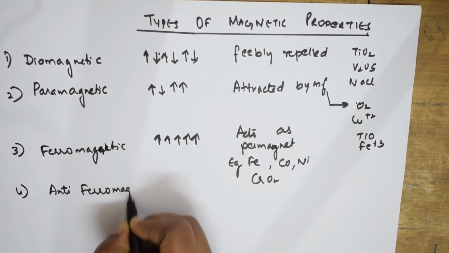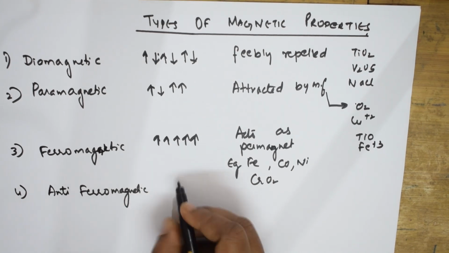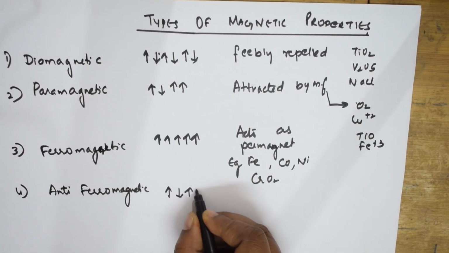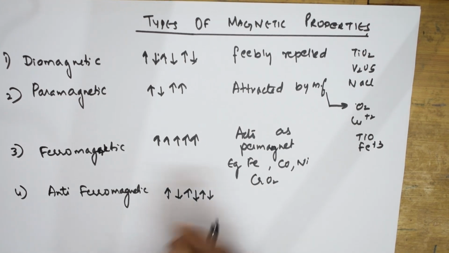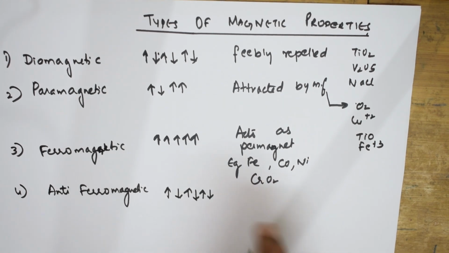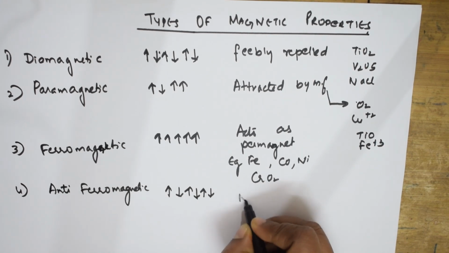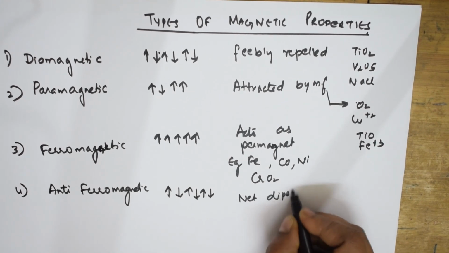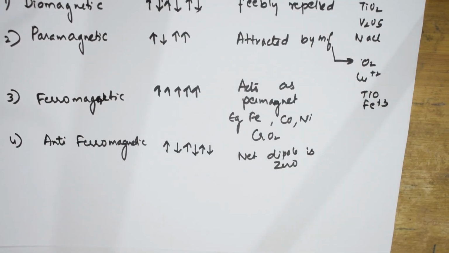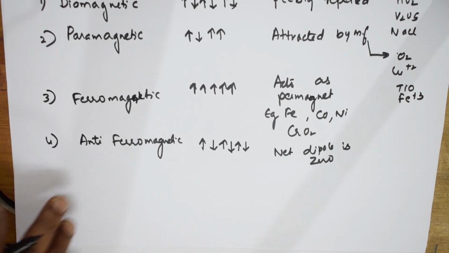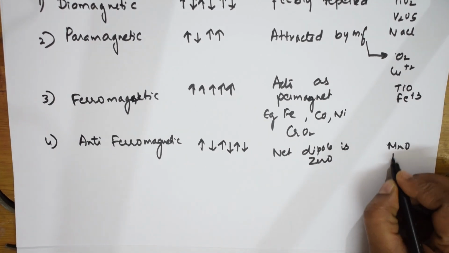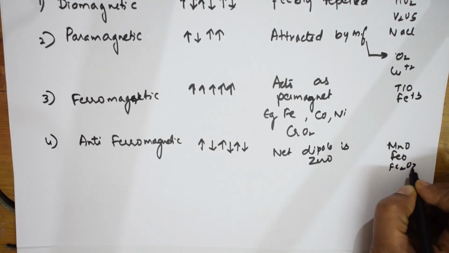antiferromagnetic. In antiferromagnetic, how is the alignment? Just see, up, down, up, down, up, down. Here, the net dipole moment becomes 0. So everything is balanced, isn't it? So the net dipole moment is 0. Examples are MnO, FeO, Fe2O3. Done, students.